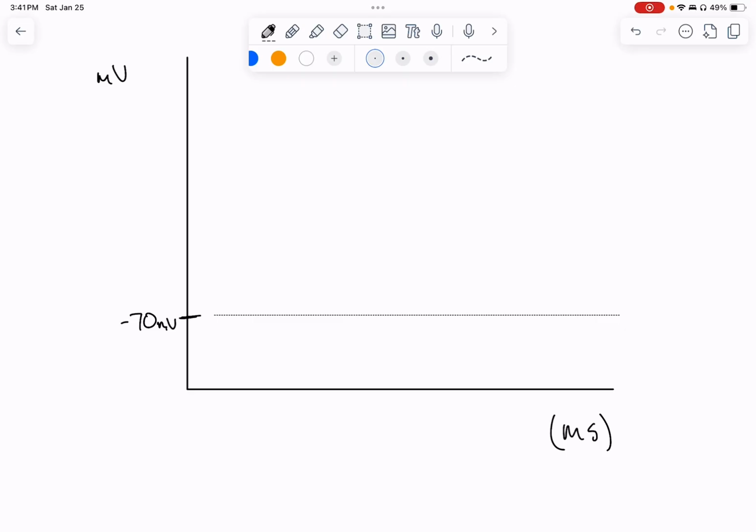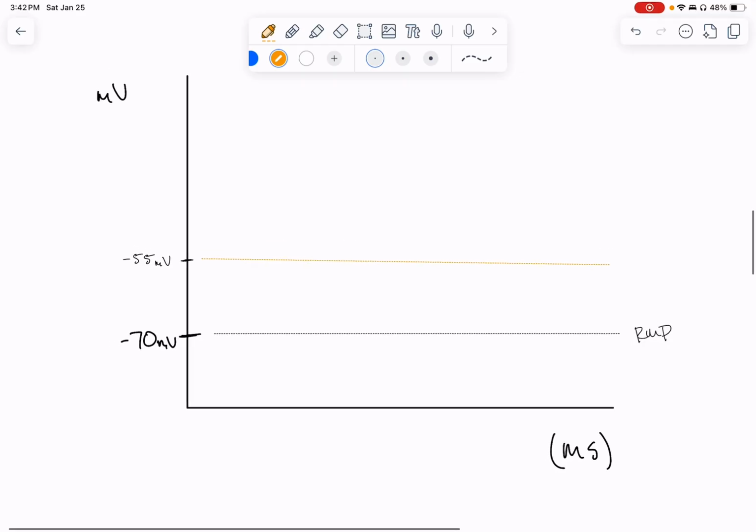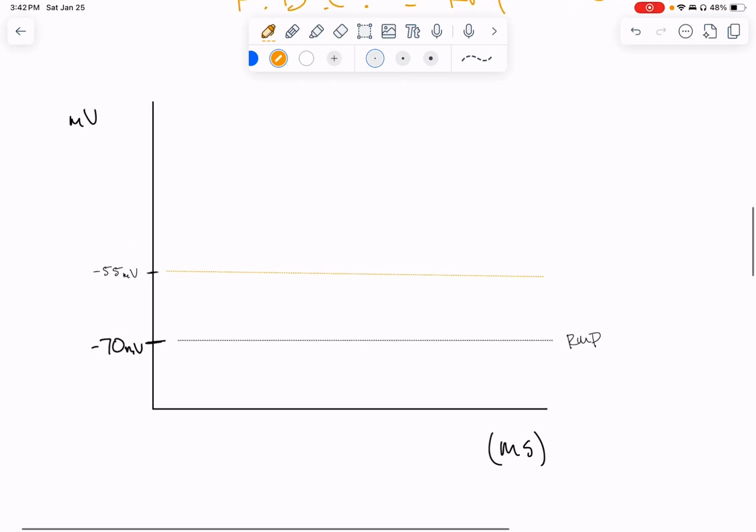So this is our RMP. And then we have all the way up here at about negative 55 millivolts. This is what we're going to call our threshold potential. And the threshold potential is important because it is what the resting potential of a neuron needs to arrive at in order for an action potential to proceed, or sorry, to propagate, I guess, to continue down.